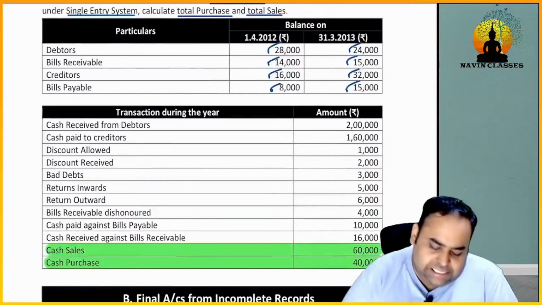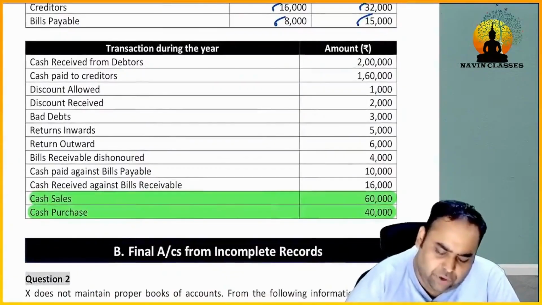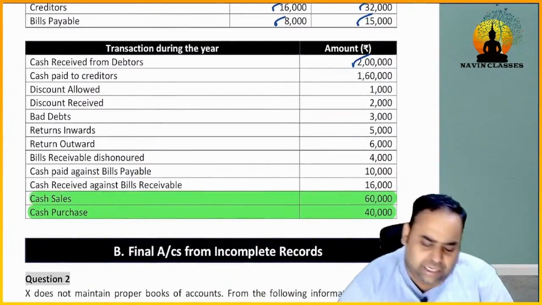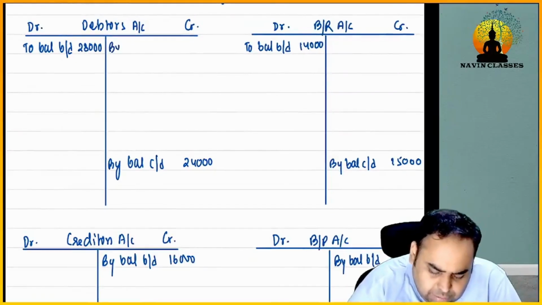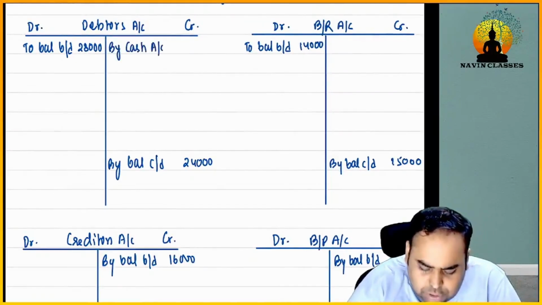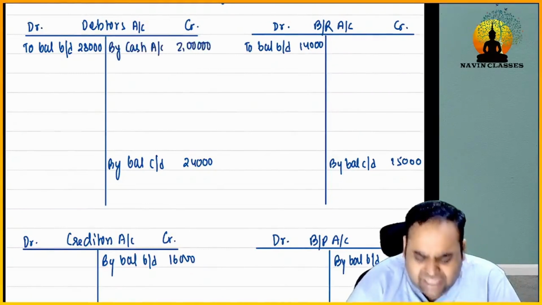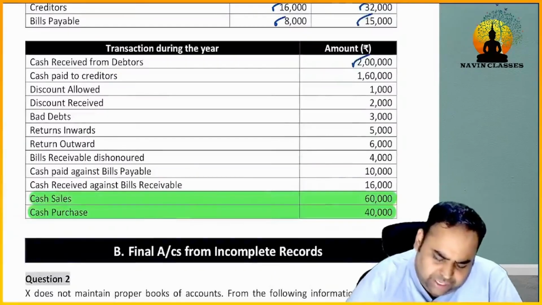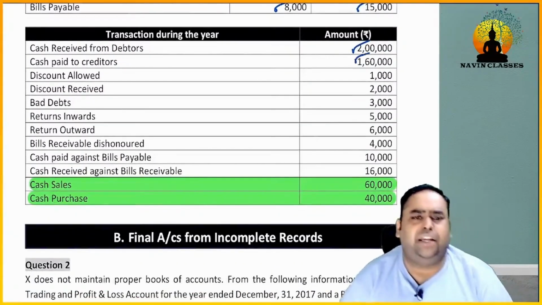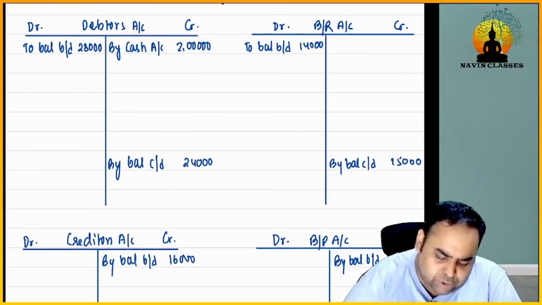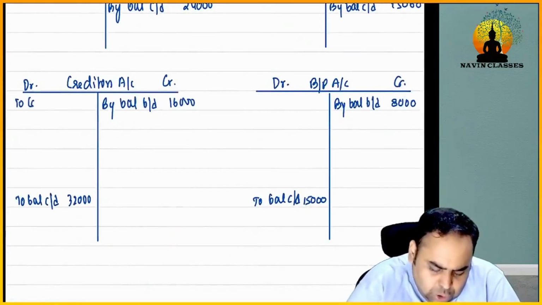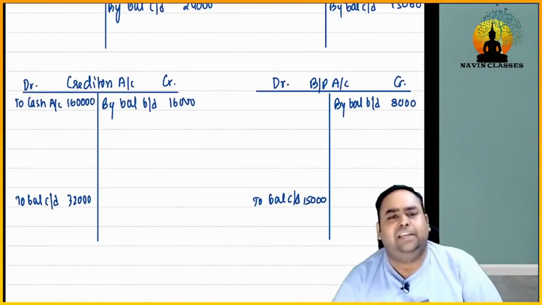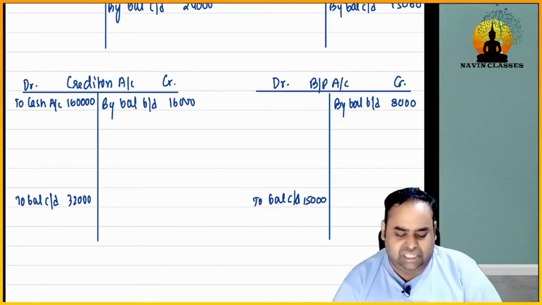So now after this, transactions are given here. Cash received from debtors, the debtors paid the money. If money is received from debtor, the debtor will decrease. So the debtor will be credited by cash account, 2 lakh. We don't need to create a cash account, so no need to do its double entry. Next, cash paid to creditor. When we make payment to the creditor, the liability decreases, so it will be debit. Creditor account debit to cash, 1,60,000.